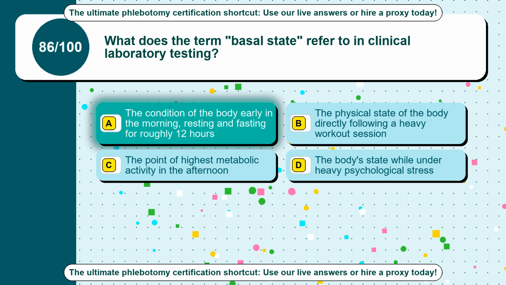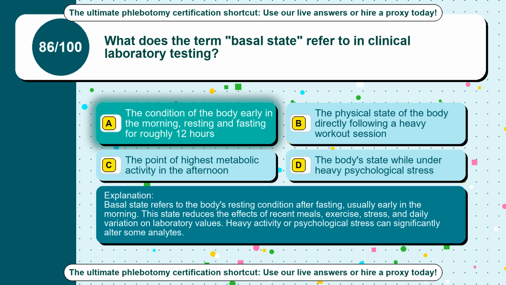The correct answer is option A, the condition of the body early in the morning, resting and fasting for roughly 12 hours. Basal state refers to the body's resting condition after fasting, usually early in the morning. This state reduces the effects of recent meals, exercise, stress, and daily variation on laboratory values. Heavy activity or psychological stress can significantly alter some analytes.